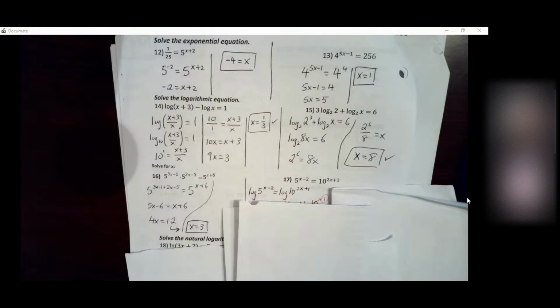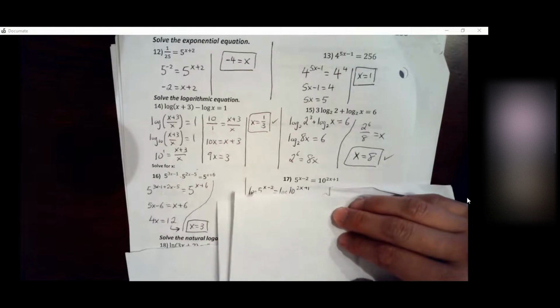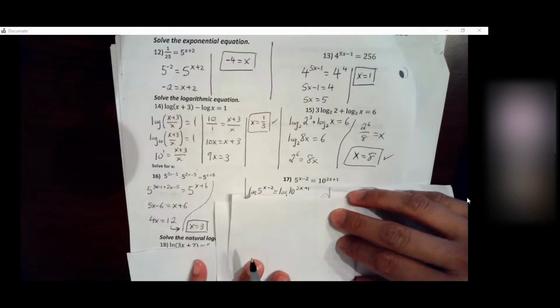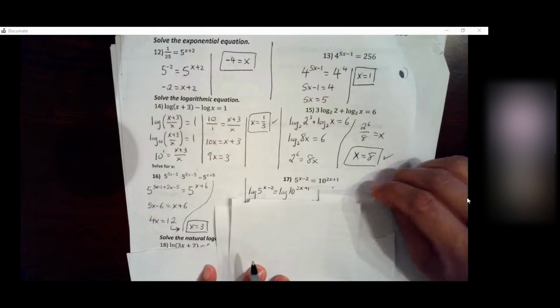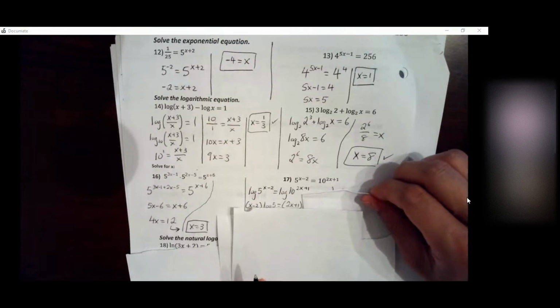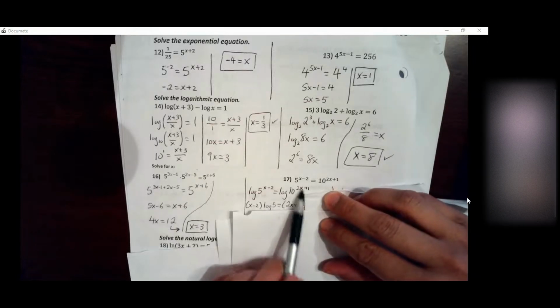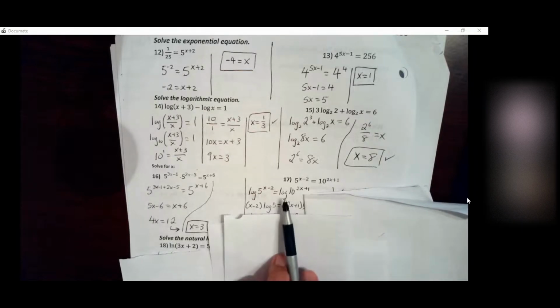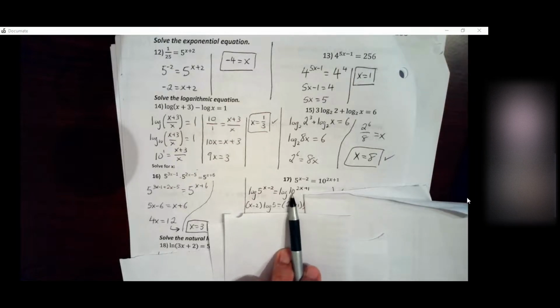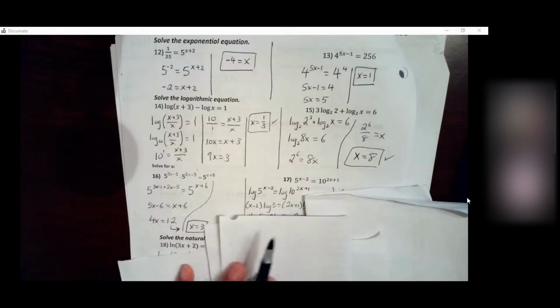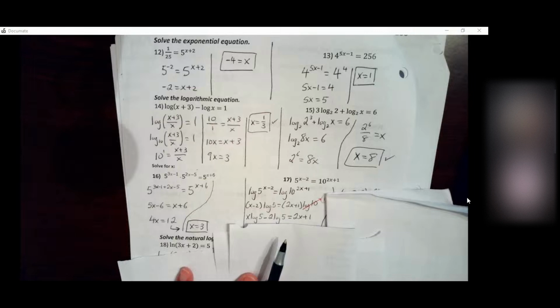All right, what can we do next? So then you bring the exponents to the front of the log, and then that's x minus 2 log 5 equals 2x plus 1 log 10. And then you distribute the x minus 2 and the 2x plus 1. What's good about log 10? Oh, it can cancel out. Yeah, base 10 with a value of 10. So that makes it nice on that right side.